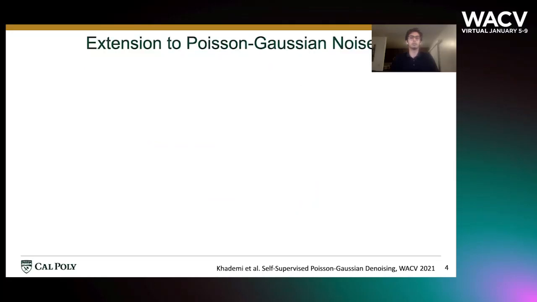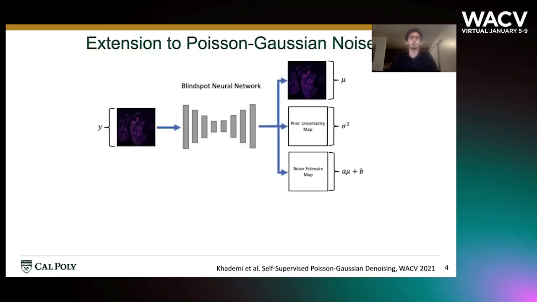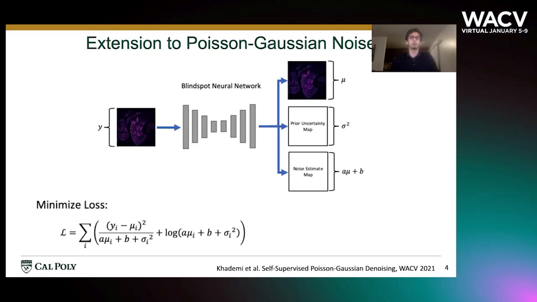Our first contribution is an extension of the blind spot neural network to handle Poisson-Gaussian noise. We input a noisy image into our blind spot model and produce a per pixel mean and uncertainty that represents our Gaussian prior. We also output the per pixel variance of our Poisson-Gaussian noise model. To handle Poisson-Gaussian noise, we train our network to minimize our newly proposed loss function. A full derivation and explanation for this loss can be found in our paper and supplemental material.